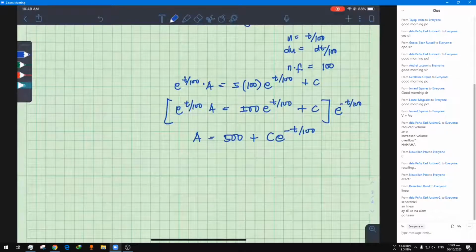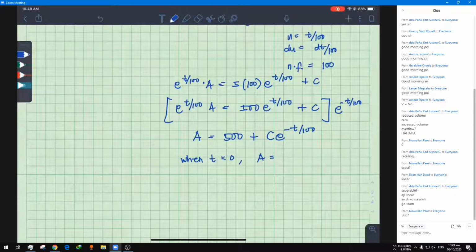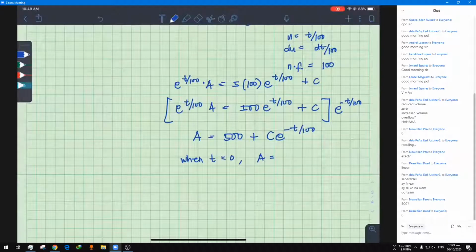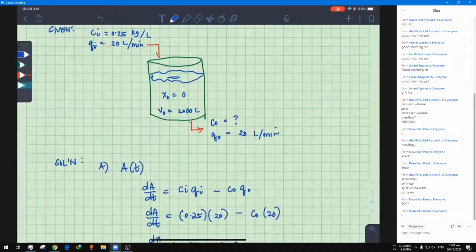However, we still have C. So we need to find the value of C. When time is equal to 0, what's the value of A? When t is equal to 0, what is the value of A? 500. Remember, A is the amount of salt that is initially present in our mixture. Oh, ayun pala, mali ginamit ko, sorry. This should be A sub 0. So it is 0.